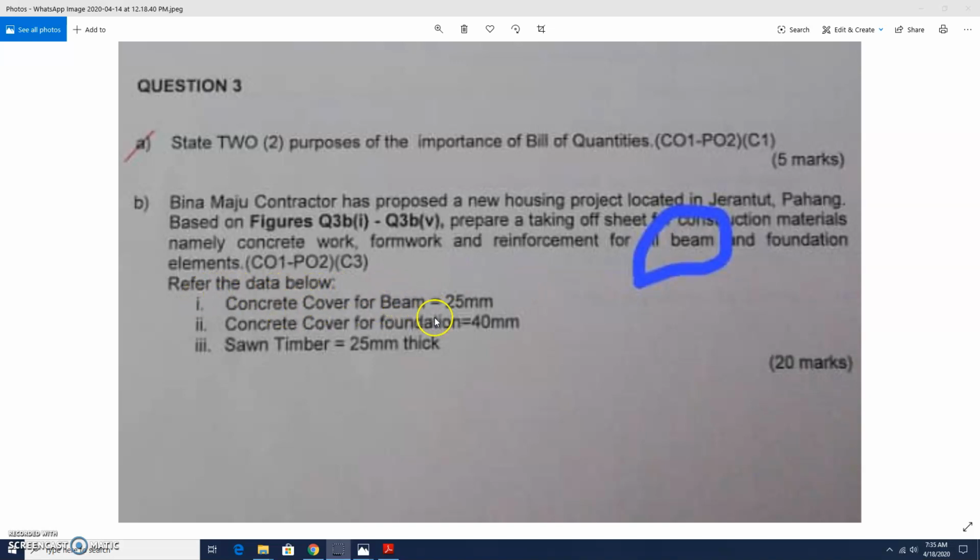Concrete cover for beam is 25 mm. Concrete cover for foundation is 40 mm. And the sawn timber that we are going to use is 25 mm thickness. So we are going to solve only for beams in this video.